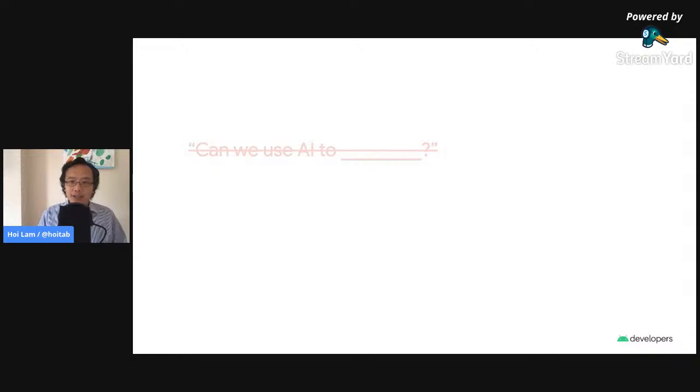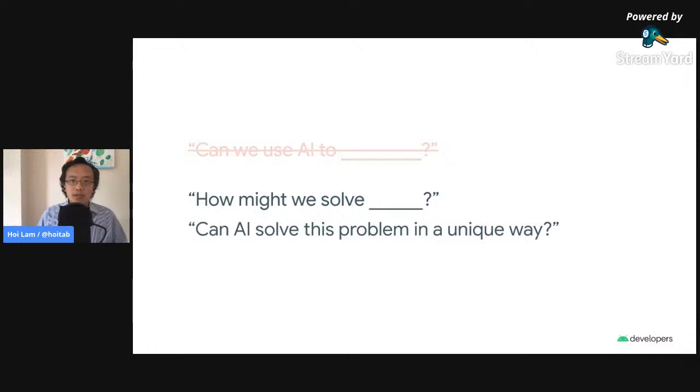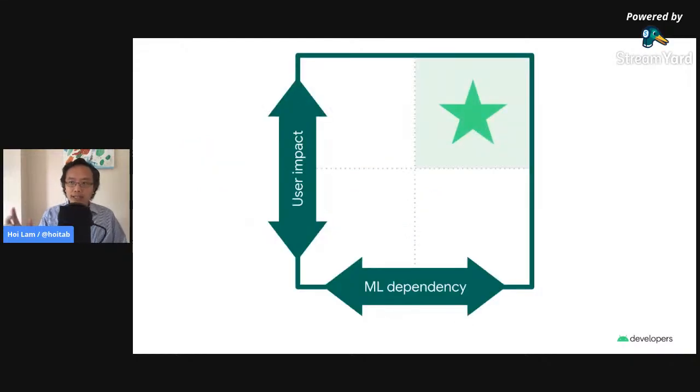What we suggest is actually let's cross out that particular question. But instead, we focus on the user's problem. So how might we solve a certain user problem? And then we can ask, can this problem be solved in a unique manner using machine learning? And where we want to get to is where the star is, where the user impact, hopefully positive, is very high. And also the solution that is required to solve that particular problem is unique to machine learning. And in those cases, we can add a lot of value instead of being really frivolous with the usage of machine learning.